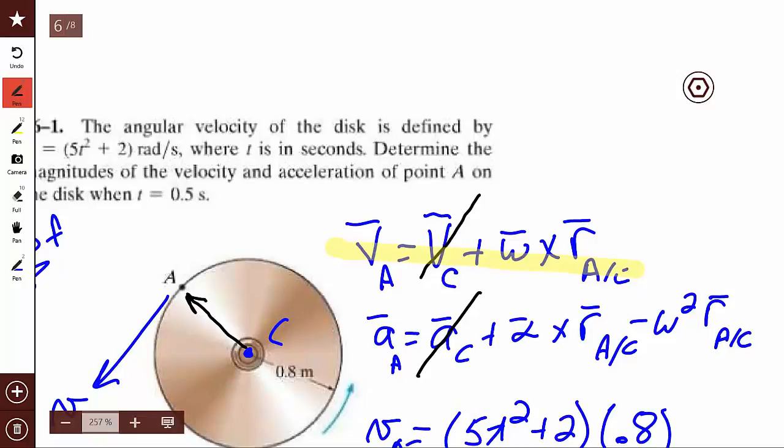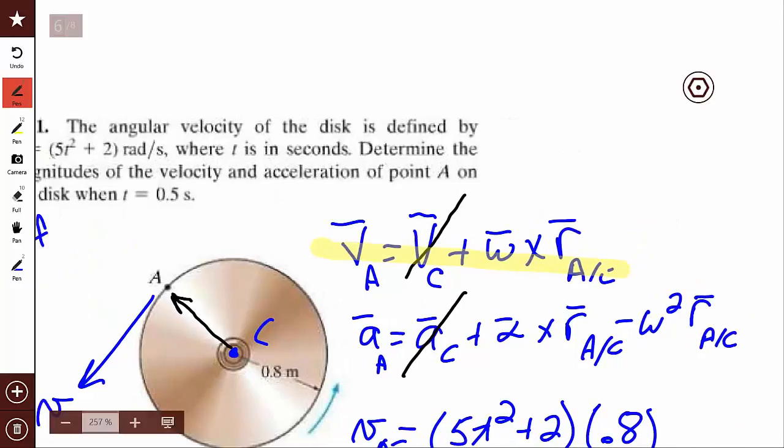So what are you going to do about this? What are you going to do about this guy that's in the yellow? What do you know? Omega? Yeah, omega's given. What about the R? Do you know the angle so that you get the I's and the J's? No. Okay, remember there are two kinds of problems that I'm going to introduce you to.